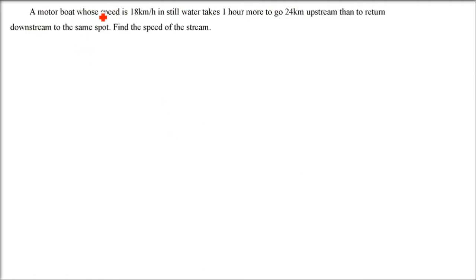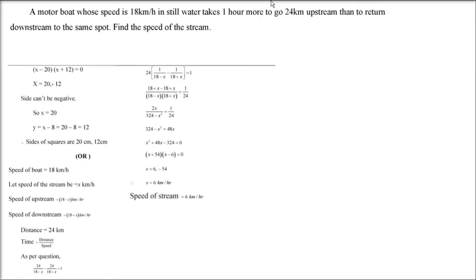A motorboat whose speed is 18 km an hour in still water takes 1 hour more to go 24 km upstream than to return downstream to the same spot. Find the speed of the stream. So the same distance is given. The distance is 24 km.